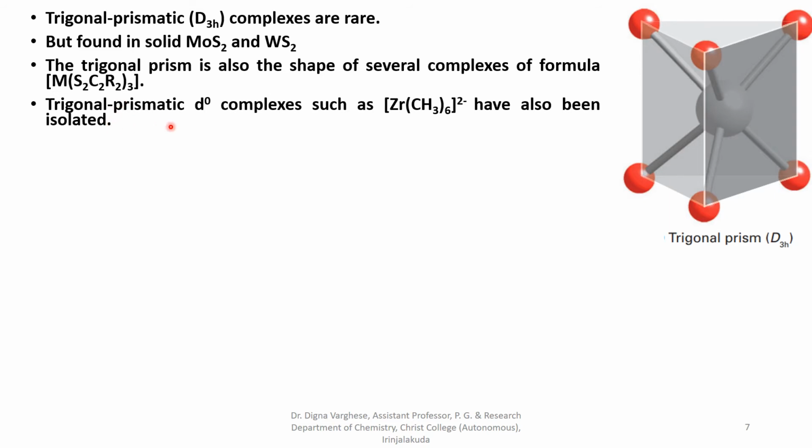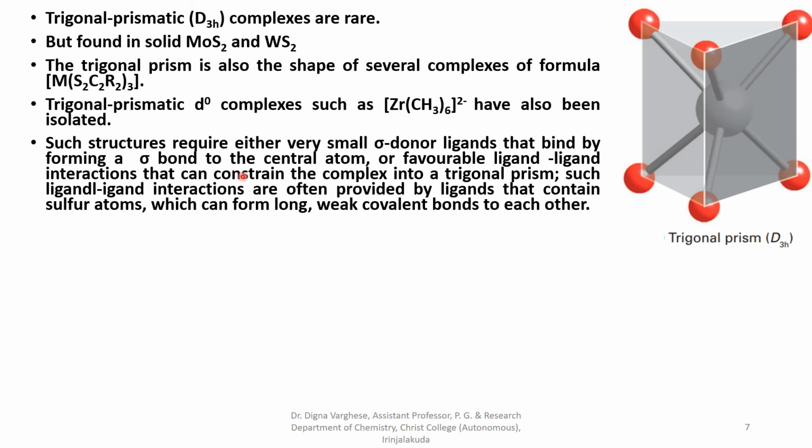The trigonal prismatic d0 complexes such as hexamethyl zirconium have also been isolated. Such structures require either very small sigma donor ligands, bound by forming a sigma bond to the central atom, or favorable ligand-ligand interactions that can constrain the complex into a trigonal prism. Such ligand-ligand interactions are often provided by ligands that contain sulfur atoms, which can form long, weak covalent bonds to each other.